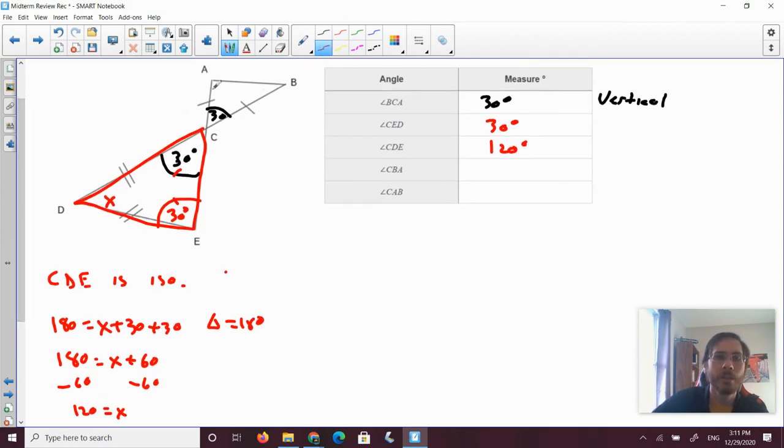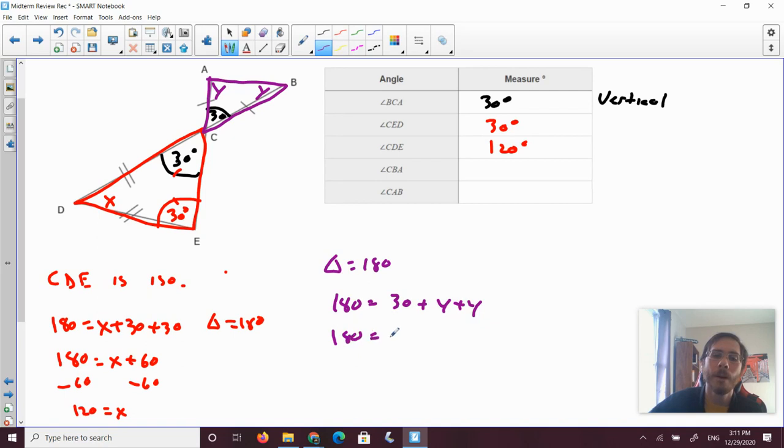But again, if we look, this is another isosceles triangle because they're marked with one tick mark. So these two angles have to be the same. So A and B have to be the same. I don't know what they are, so I'm going to call them Y because we already used X. But I do know that they have to be the same. I'm going to use the same triangle equals 180 idea and say that 180 is equal to 30 plus Y plus another Y. This time when we combine like terms, we get 2Y. So we're going to have one extra algebra step.